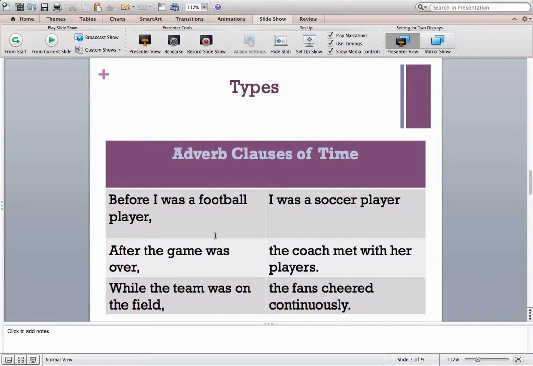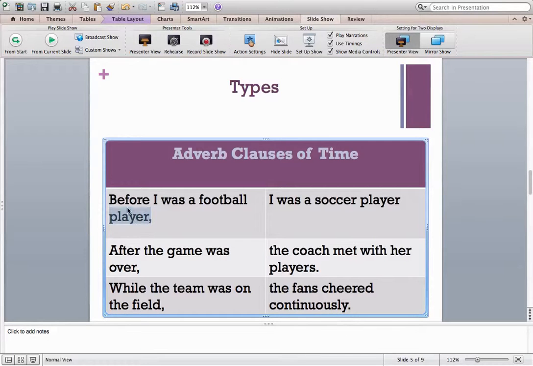And when you use an adverb clause, you can always change it around and put it at the beginning. Before I was a football player, comma, I was a soccer player. After the game was over, comma, the coach met with her players. While the team was on the field, comma, the fans cheered continuously.